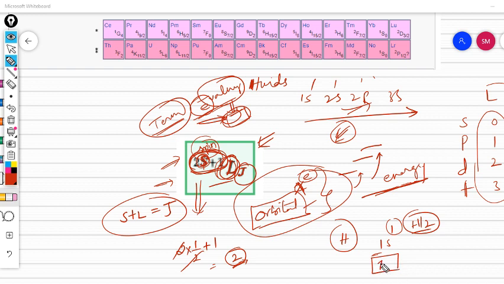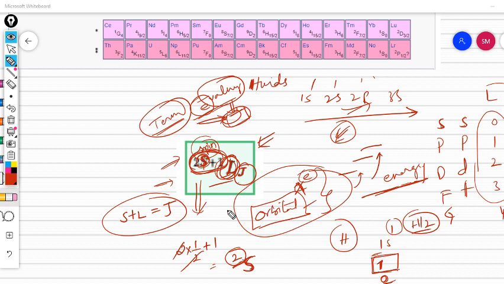Let's take the electron 1s1. This electron is present in the s orbital. Only one electron is present in the s orbital, whose L value, the orbital quantum number, is 0. If it is 0, it is equal to S. The symbol will be in capitals: S, P, D, F. If it is 4, it is G. So you must write a capital S.